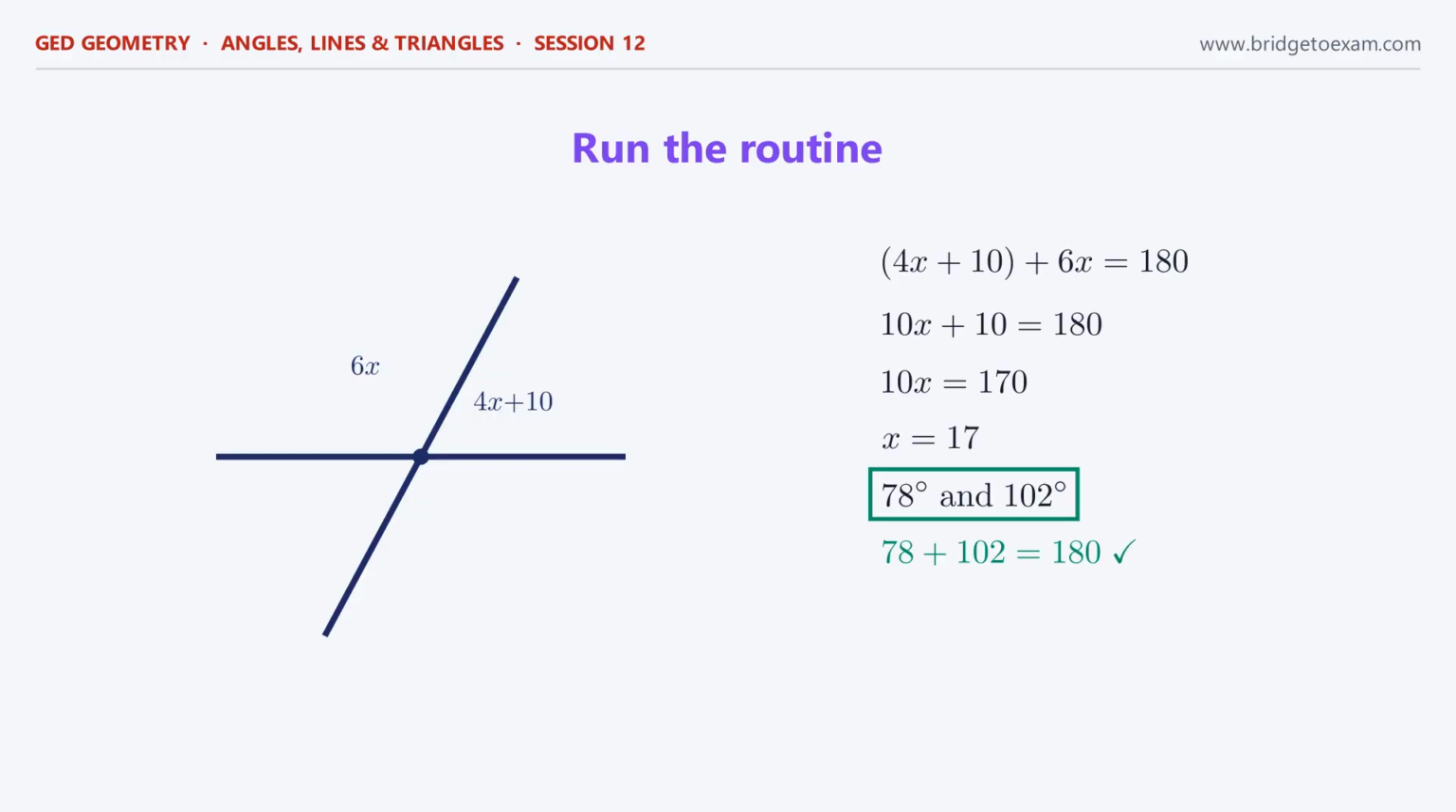4x plus 10 plus 6x equals 180. That's 10x plus 10 equals 180. So 10x equals 170, and x equals 17. Step 4. Verify. The angles are 78 degrees and 102 degrees, and 78 plus 102 is exactly 180. It works. And their vertical partners across the crossing repeat those same two measures.